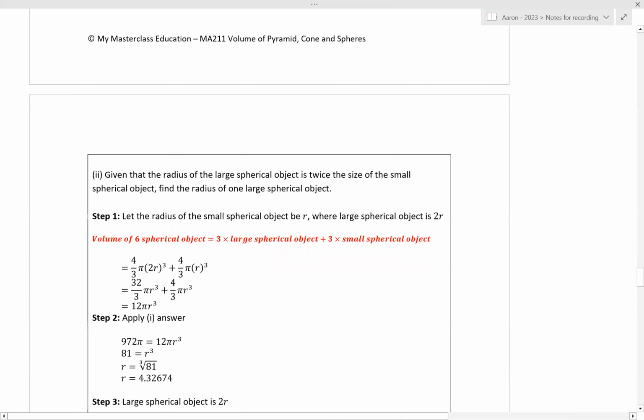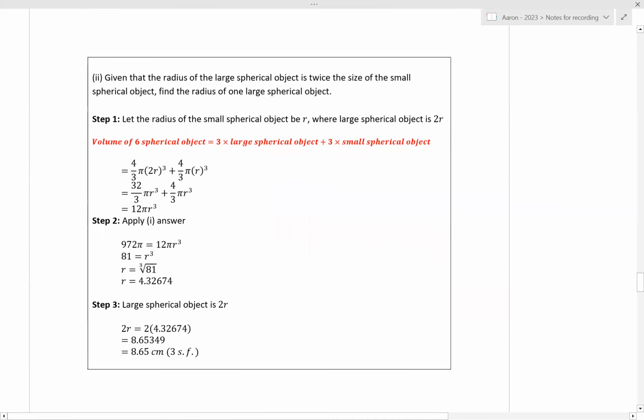Now if we look at part two, given that the radius of the large spherical object is twice the size of the small spherical object, find the radius of one large spherical object. So now you're working with an unknown, which are the radius of the two different spheres, but you're given certain information. So in the case of an unknown, you always let a variable represent this unknown.